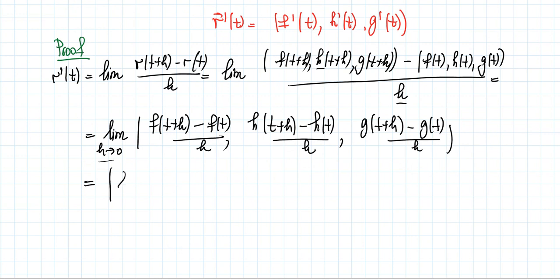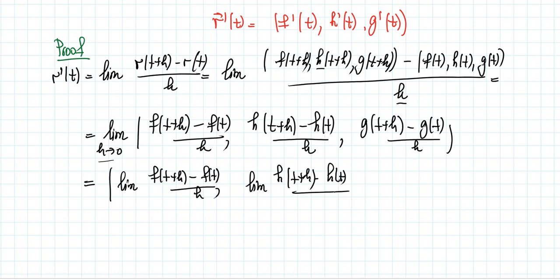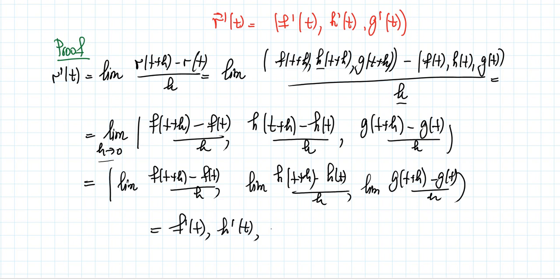This is going to be the limit of the first component, the limit of the second component, and the limit of the third component, where f, h, and g are functions of a single variable, okay? For the functions of a single variable, when we find a limit of this kind, it means just the derivative of this function, right? This is going to be the derivative of f with respect to t, derivative of h with respect to t, and derivative of g with respect to t, okay?